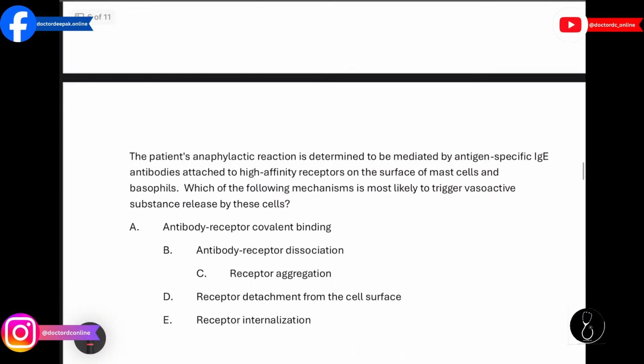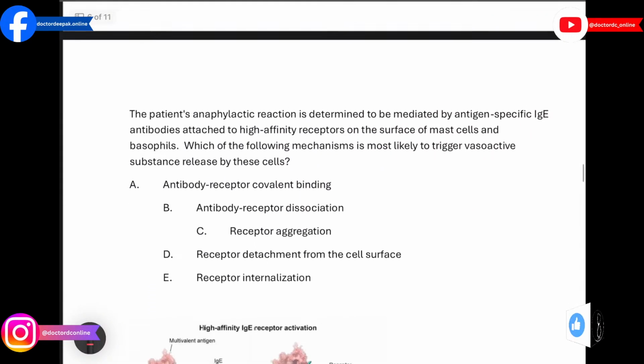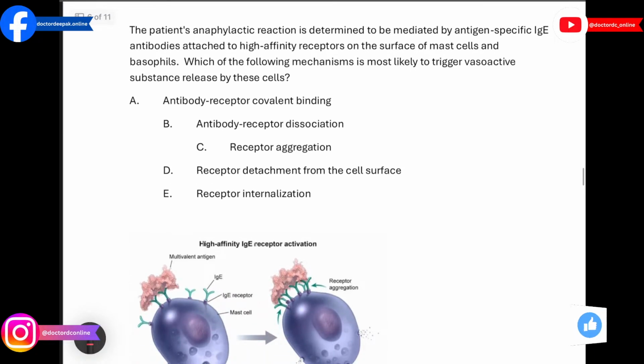Now we move to the next question of the same scenario. This patient's anaphylactic reaction is determined to be mediated by antigen-specific IgE antibodies attached to high-affinity receptors on the surface of mast cells and basophils. Which of the following mechanisms is most likely to trigger vasoactive substance release by these cells? Now we have to tell about the mechanism. First we said which serum levels are elevated, tryptase and histamine, but now we have to tell how the vasoactive substances are released by these cells.